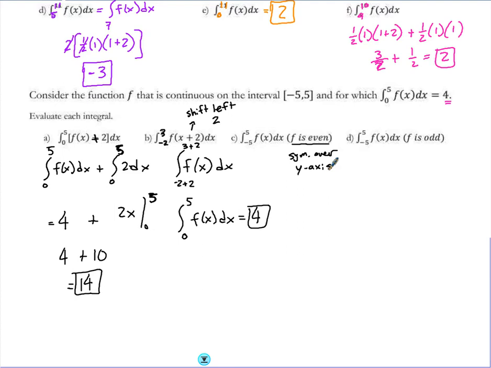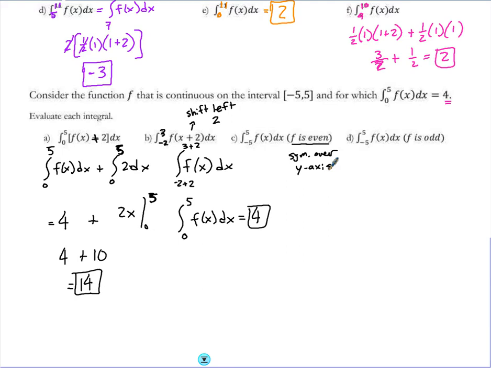So think about the function like y equals x squared. Because that specific function is an even function, as long as I go in equal distance on both sides of 0, so for example from -5 to 5, the areas are going to equal each other in total.